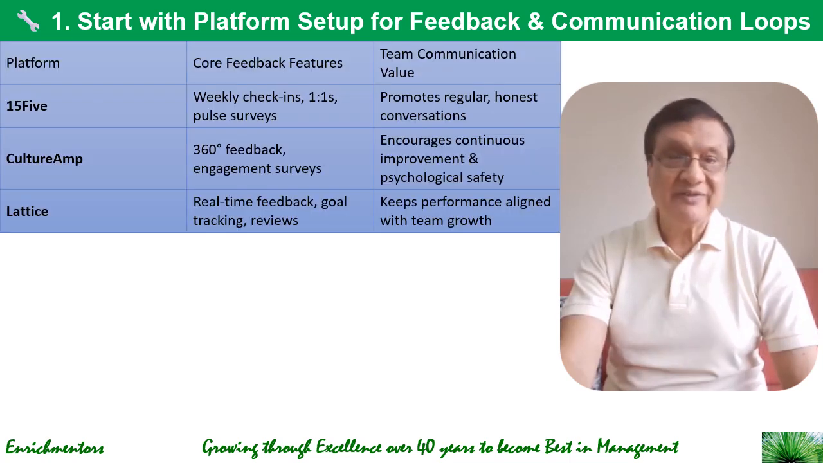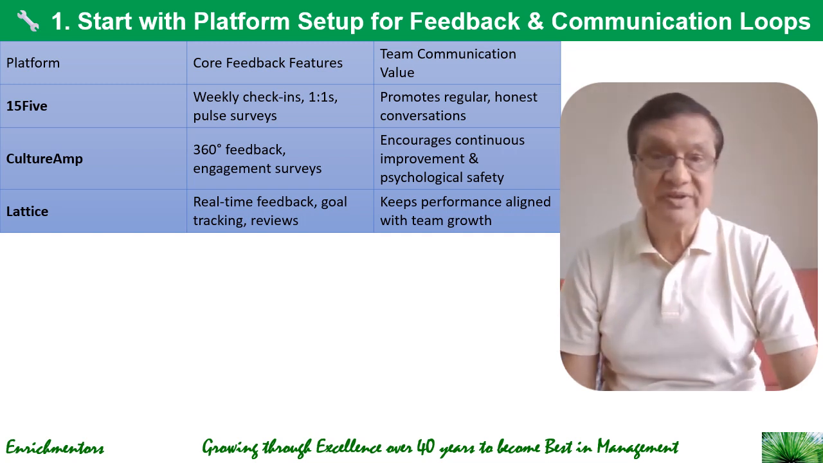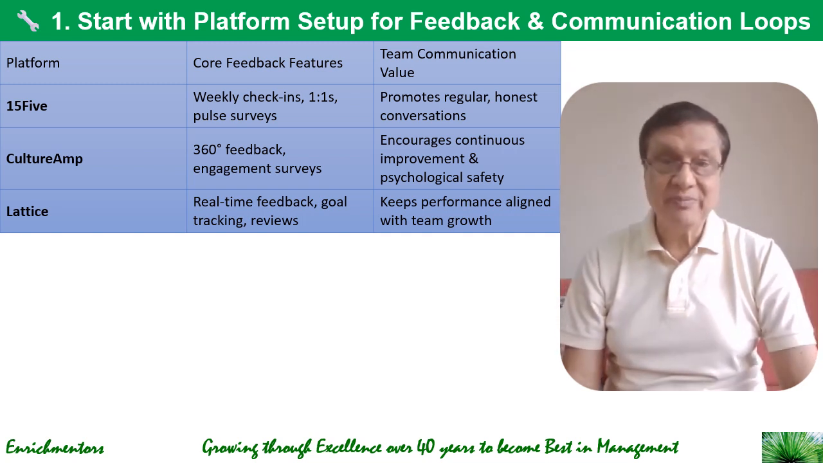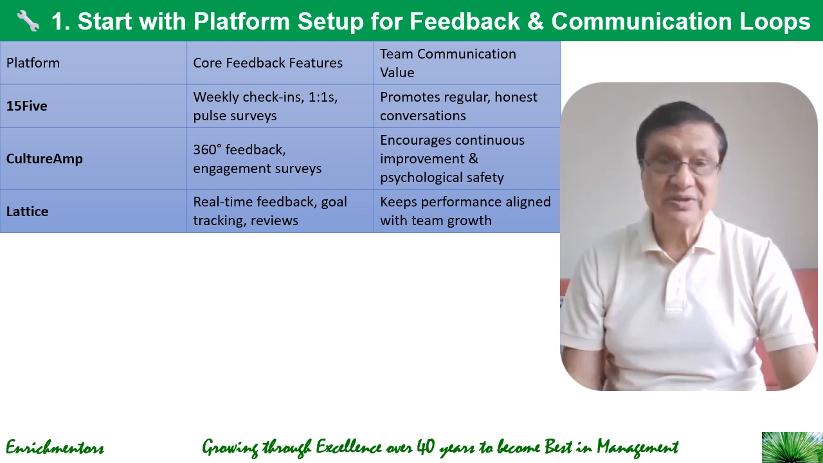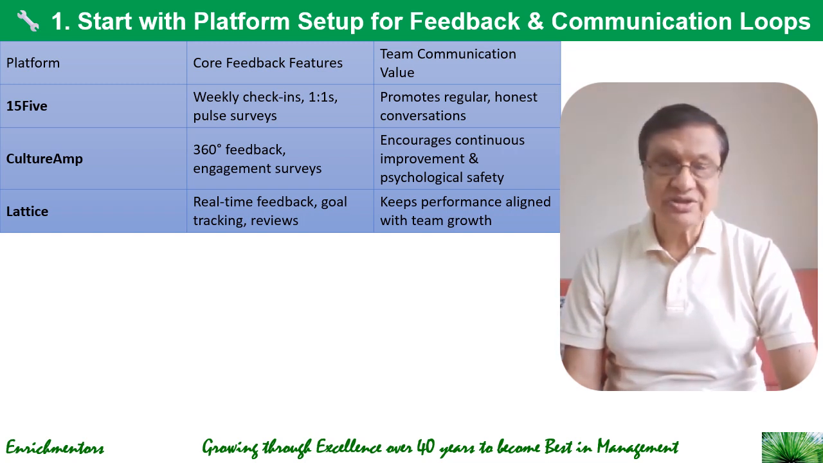Now, what are the platforms that you can use? There are three that we have been talking about here. You can use 15.5, which can promote regular, honest conversation with its weekly check-ins, one-to-ones, and pulse surveys. You can use CultureAmp, which, with features like 360-degree feedback and engagement surveys, can encourage continuous improvement and psychological safety. And Lattice can keep performance aligned with team growth using features like real-time feedback, goal tracking, and reviews.